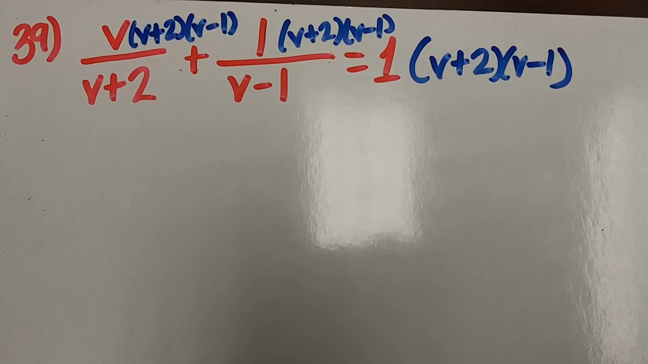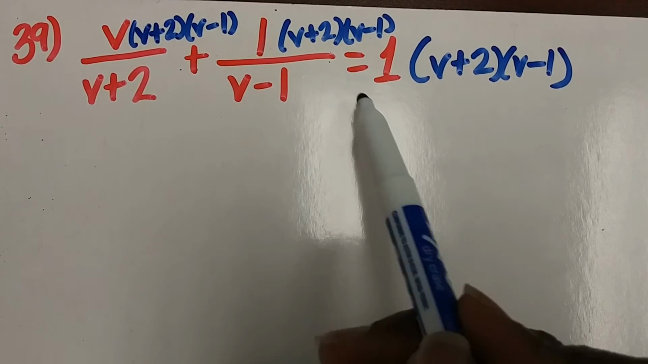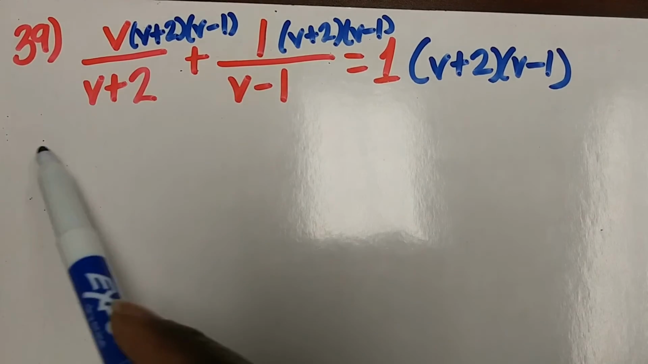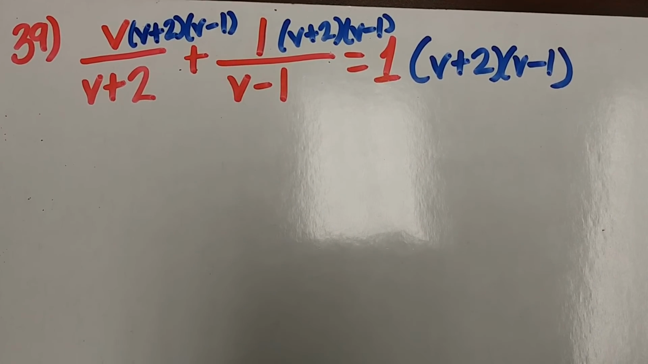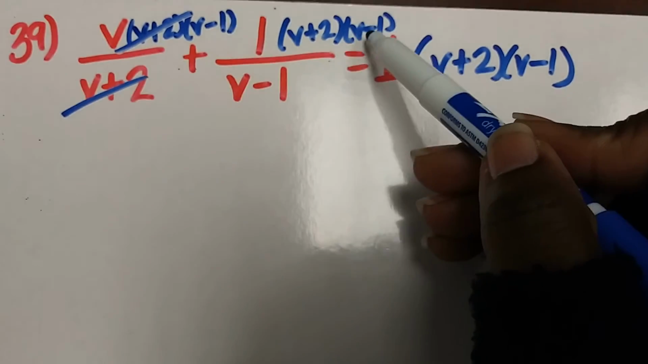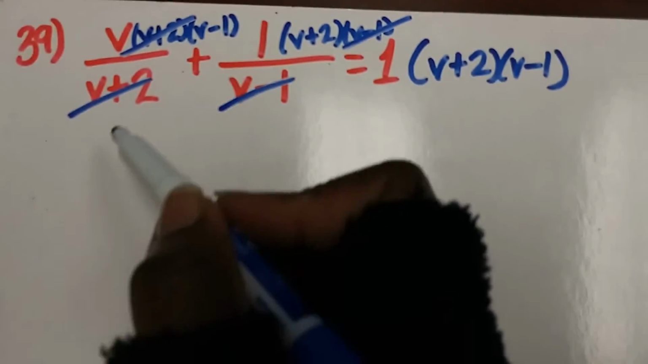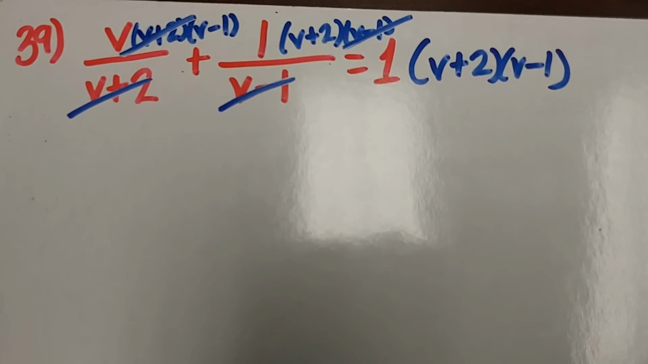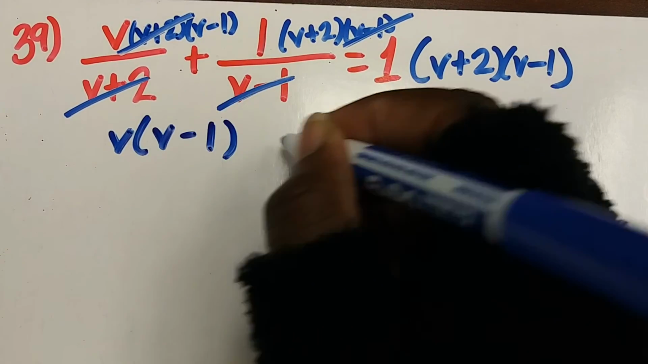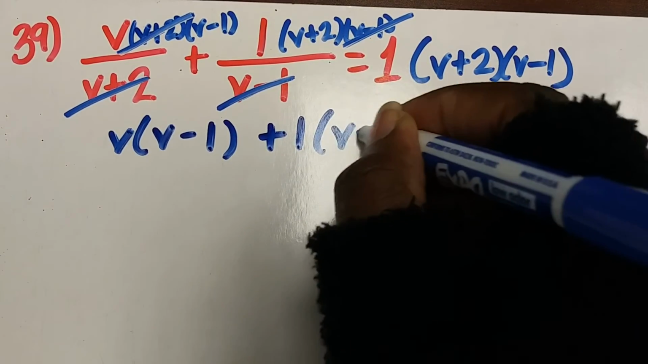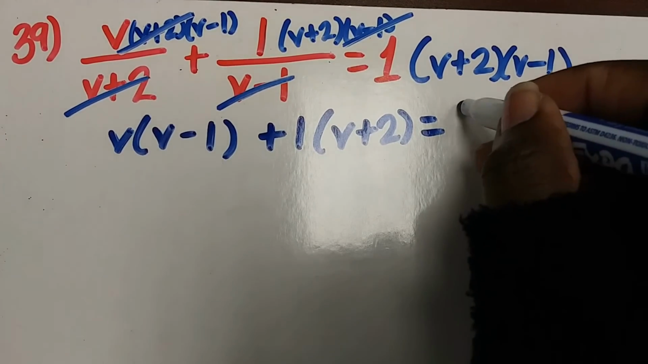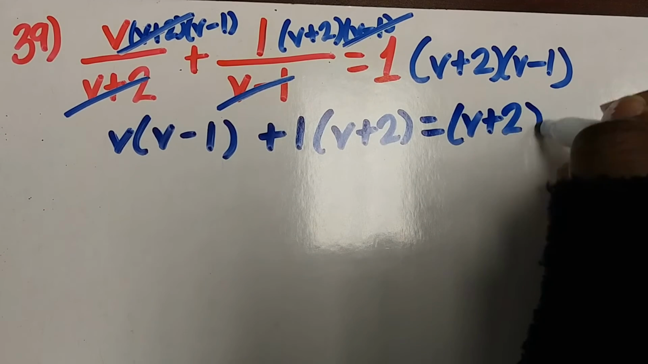Start canceling out. Some of you know how to do it like a butterfly method. You know to multiply the V times the V minus 1 and then the 1 times V plus 2. So if you know how to do it that way, that's fine. But I'm going to do it this way because we can see it better. What is left over? I'm going to write this out this time and then we'll work it out. So I have V times V minus 1 plus 1 times V plus 2 equals, and then we'll FOIL out the right hand side. I'll do the FOIL on the next step.